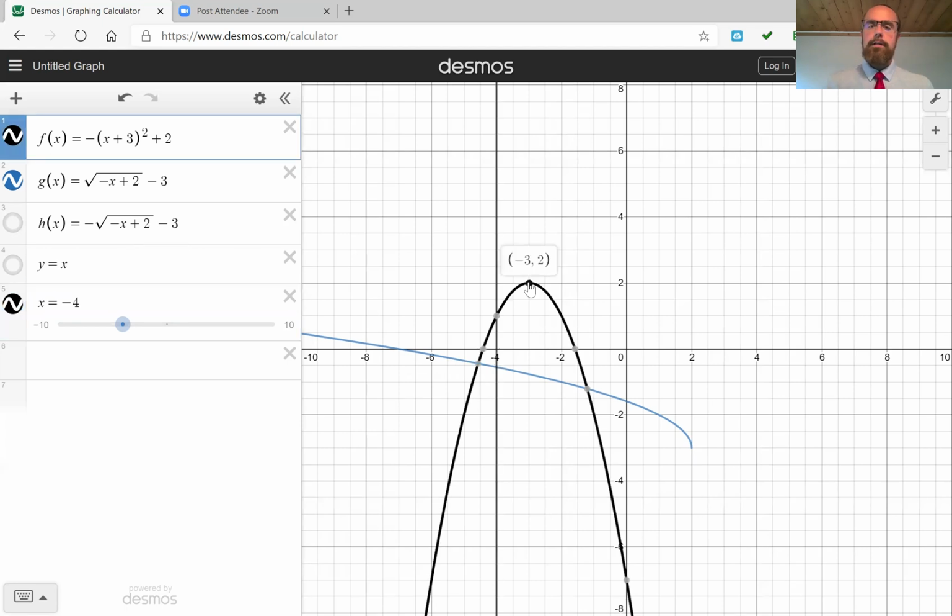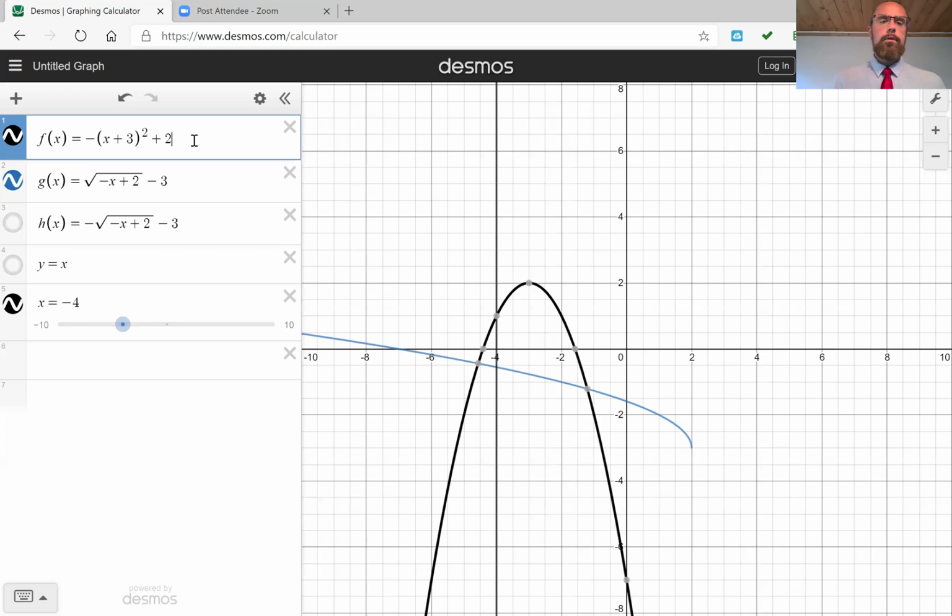So I am going to find the vertex there. It's at -3. The y value is 2. So I see that the side that will give me the inverse that's here in blue is the right half of the parabola. So the way I want to restrict its domain is so that the x values are greater than or equal to -3. Again, I'm getting the -3 from the x value of the vertex.